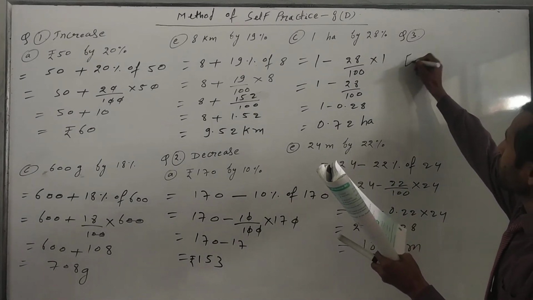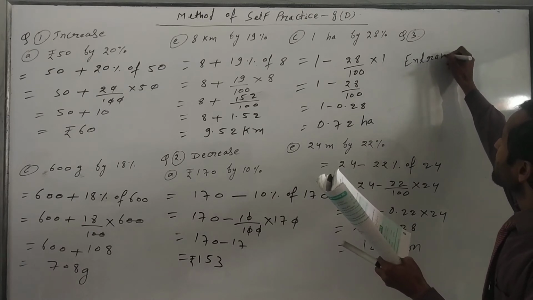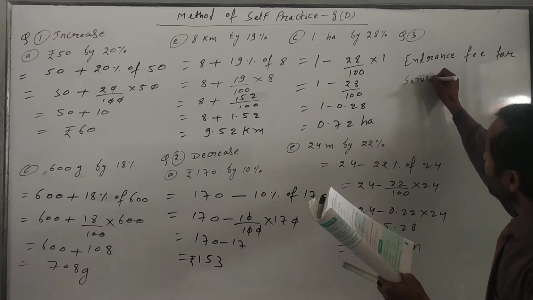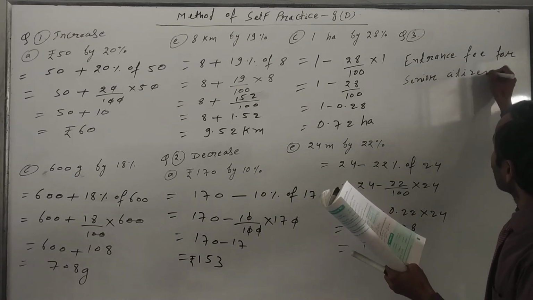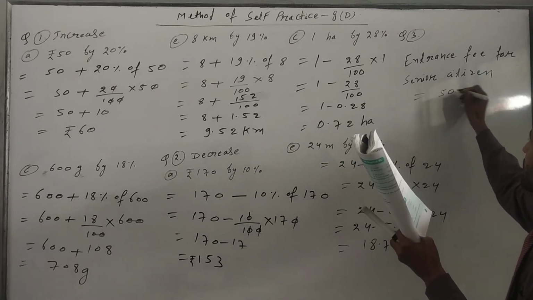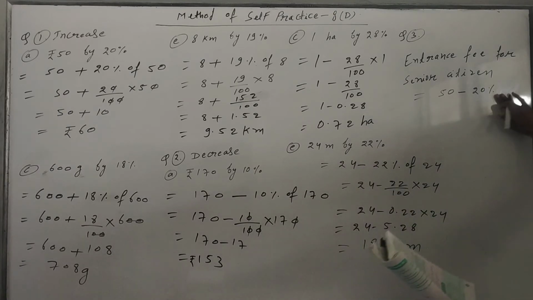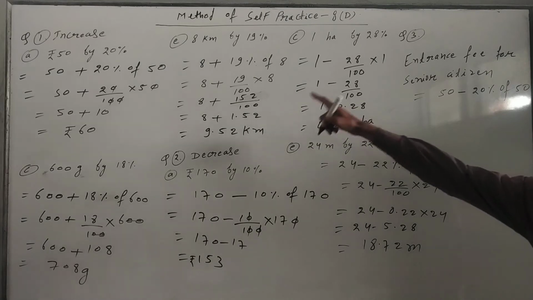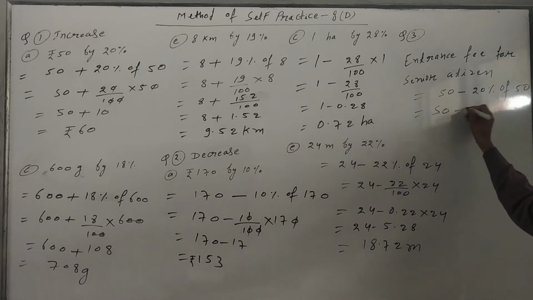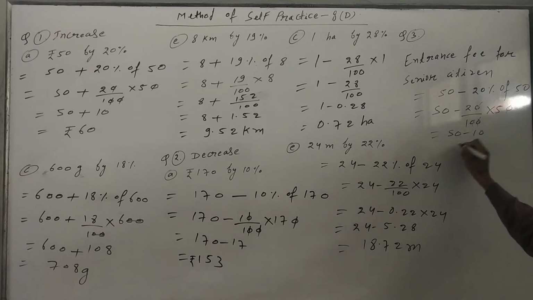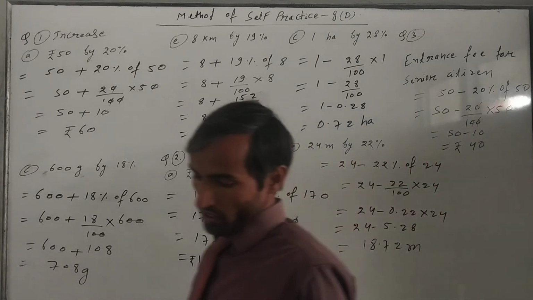So the entrance fee for senior citizens will be, subtract how much? 50 rupees minus 20% of 50. We have to do the same process as in question number 2. So 50 minus 20 upon 100 into 50. The 20s will cancel out, so 5 2s are 10. So 50 minus 10 will come to 40 rupees. Senior citizens have to pay 40 rupees as an entrance fee.